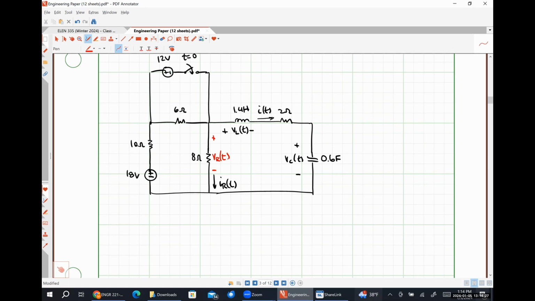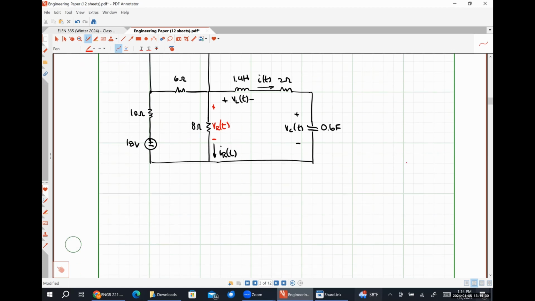Kirchhoff's voltage law around this loop, right? So VR is VL plus 2 ohms times I of t plus VC. So if I can find VL, VC, and I, that's all the pieces of information I need, and then I just add them together using this equation to find VR, and then I take whatever I got for VR and divide it by 8 to find the current that I'm looking for.